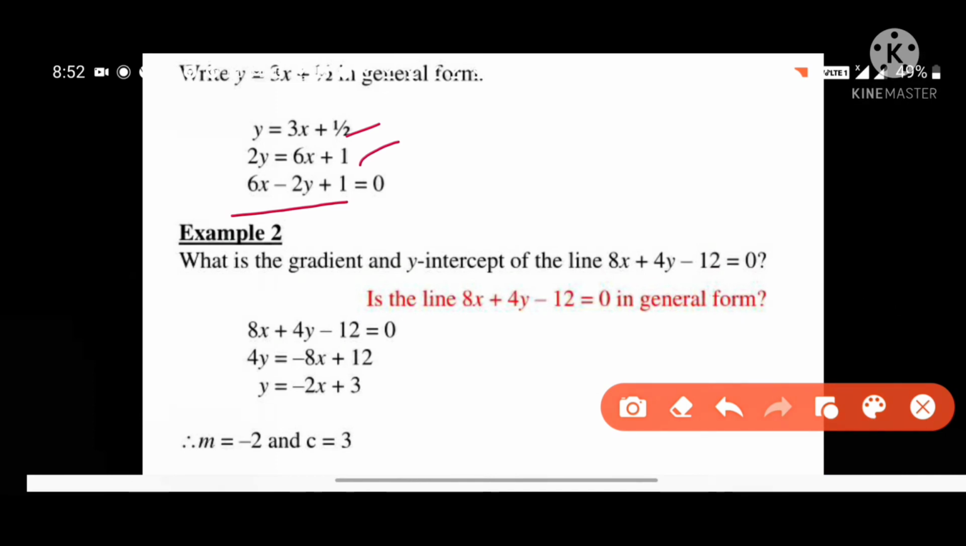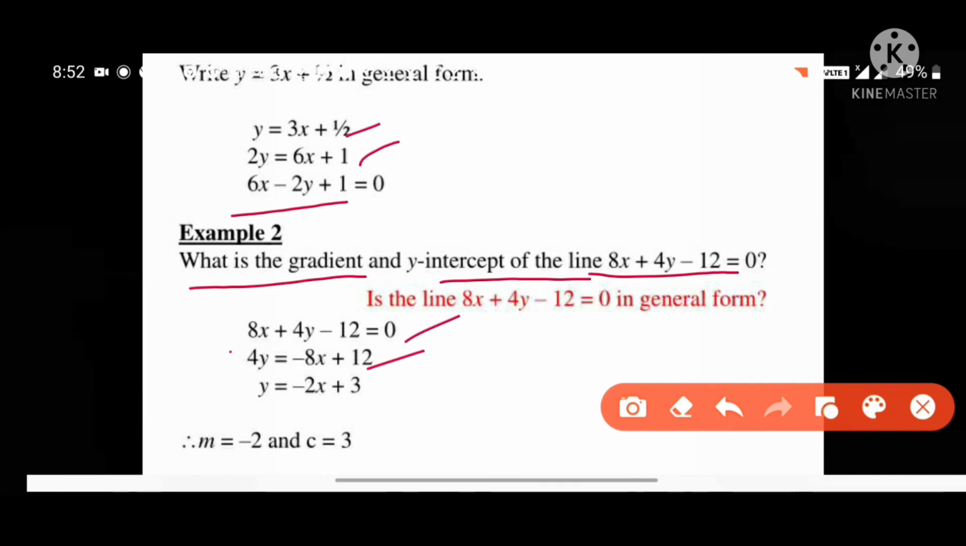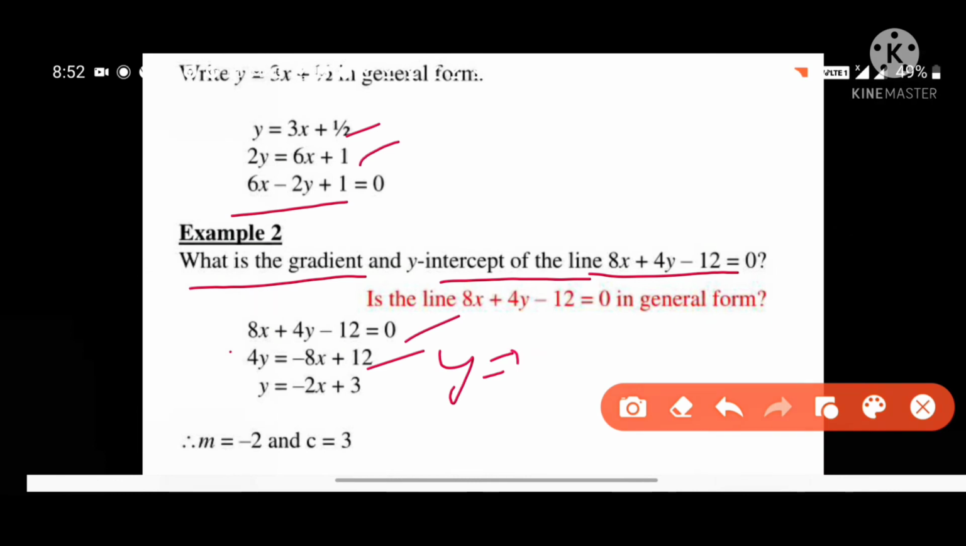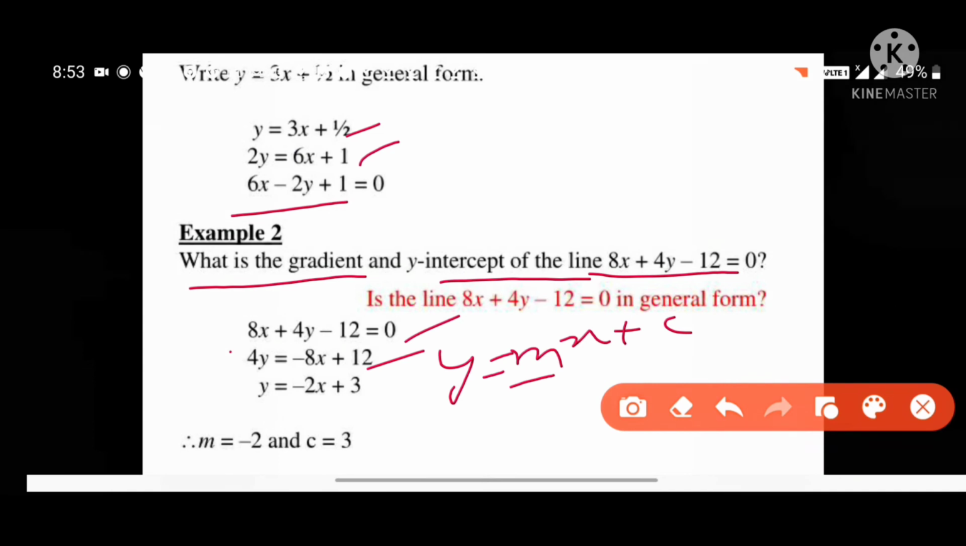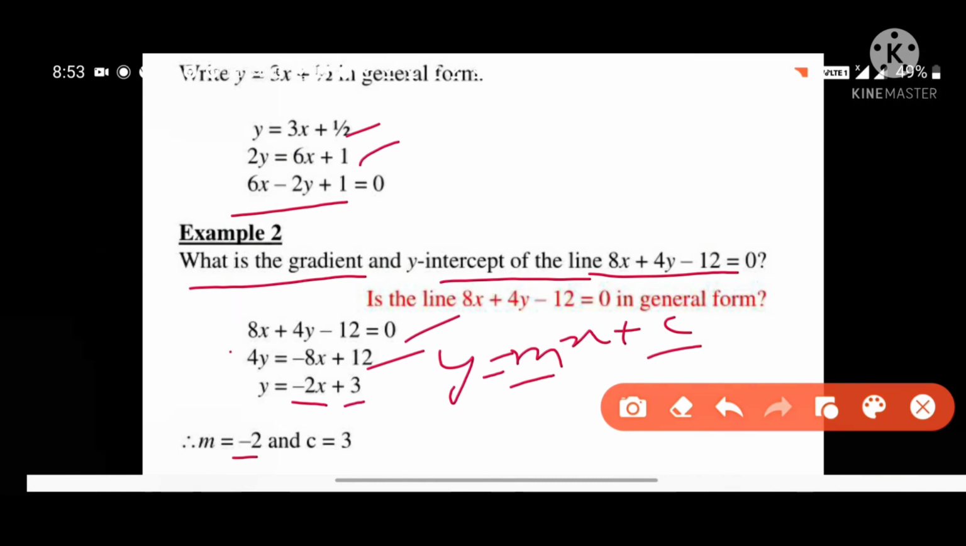What is the gradient and y-intercept of the line? Dividing this equation by 4, we get y is equal to minus 2x plus 3, that is y is equal to mx plus c, where m is the slope, so the value of the slope is minus 2, and c is the intercept, and the value of the intercept is 3.